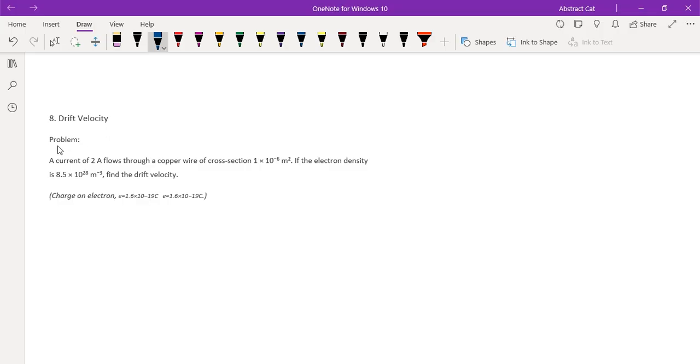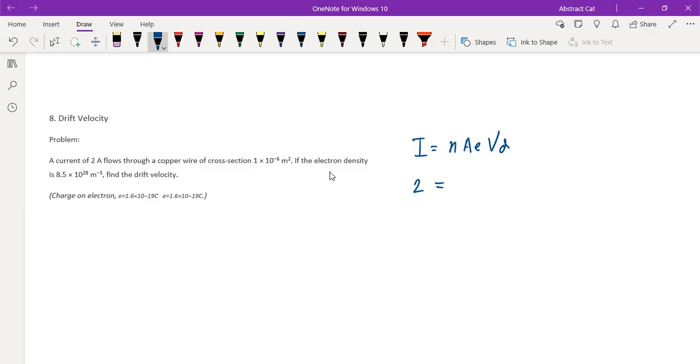Very important. A current of 2 ampere flows through a copper wire of cross section 1.1 into 10 to the power minus 6 meter square. If the electron density is 8.5 into 10 to the power 28 per meter cube, find the drift velocity. So the equation is I equal to nAe Vd. So I is 2 ampere, and n is the electron density.